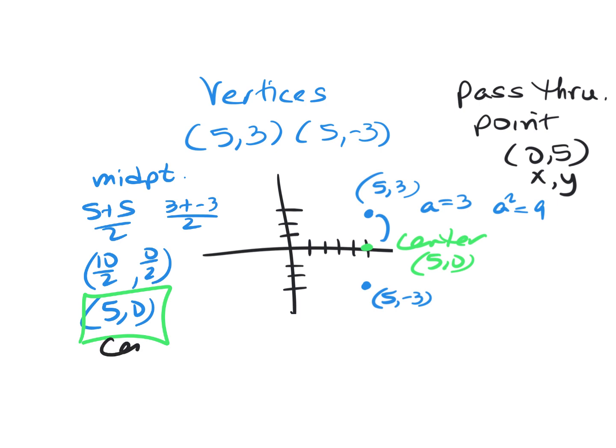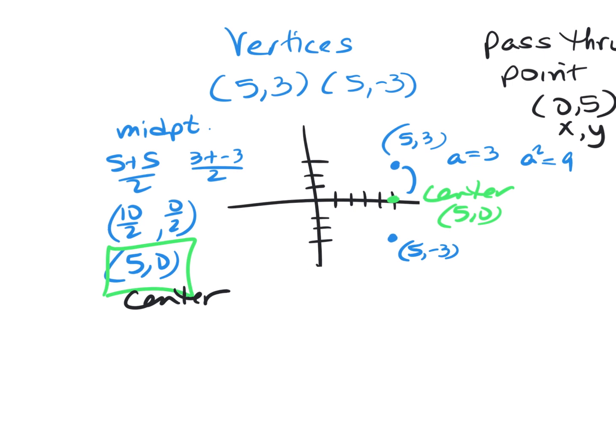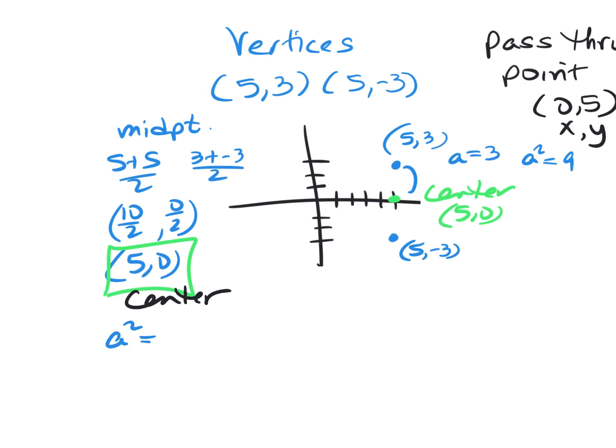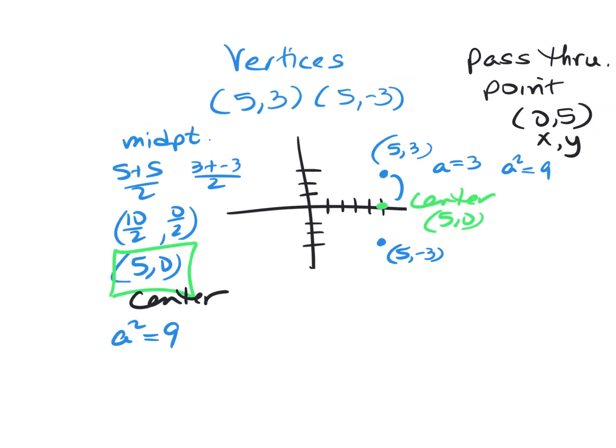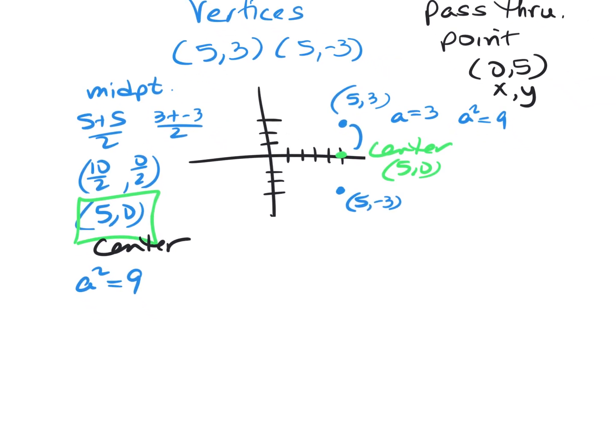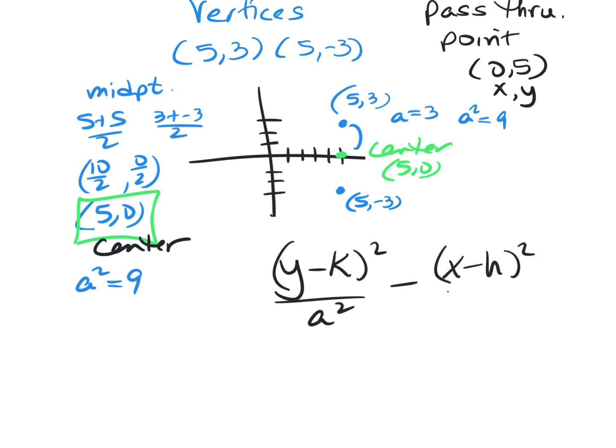So this is my center. And I already have a squared. It's 9. Now, I need to find my b squared. I know nothing about the foci, but I do have an ordered pair. So I'm going to take the equation that I'm going to be filling in, which is going to be (y minus k) squared over a squared, because it's vertical, minus (x minus h) squared over b squared equals 1.